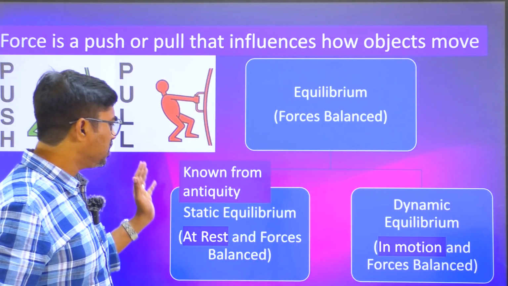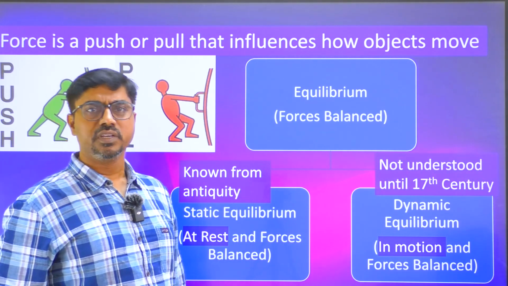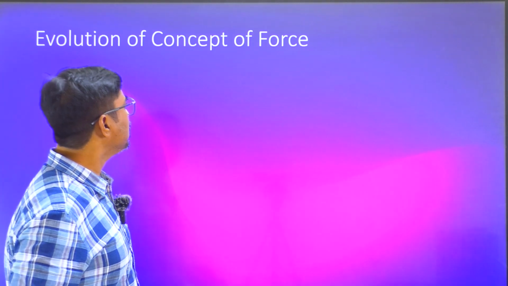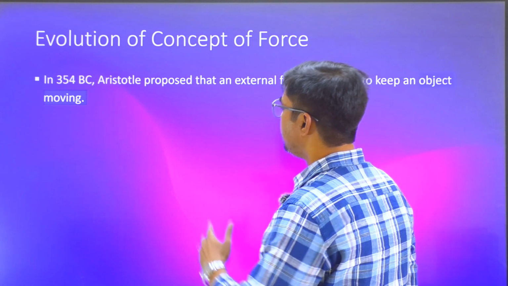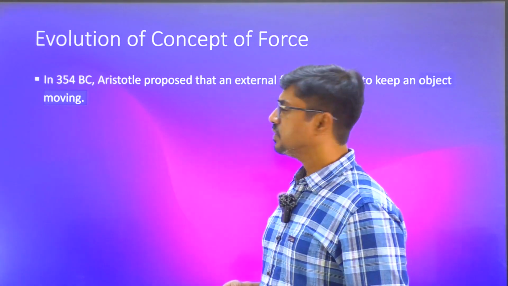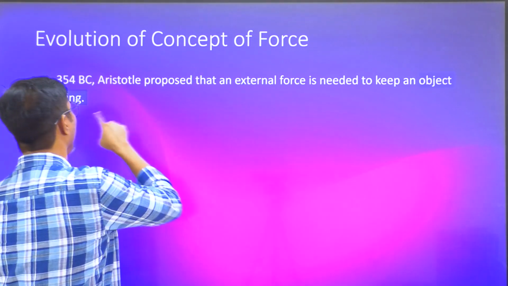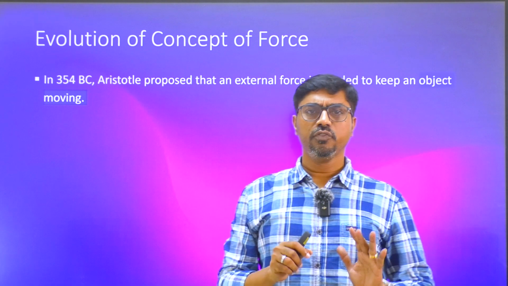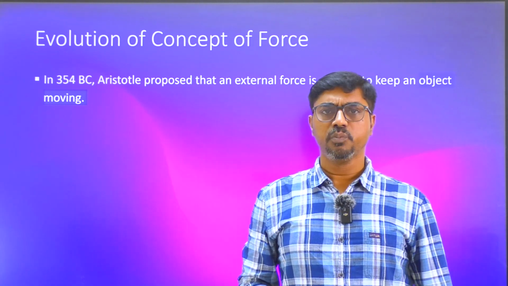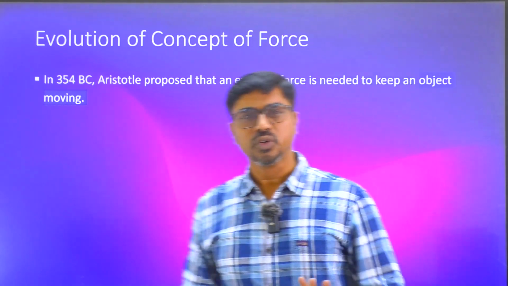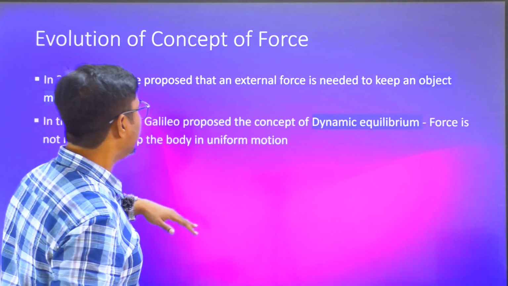As far as static equilibrium is concerned, we have known it since antiquity, whereas dynamic equilibrium is a relatively new concept that we understood. Let's get into the way the concept of force has evolved over the centuries. Initially, during probably the Aristotelian era and before that, it was assumed that force was needed to keep a body in motion. So even to move the body, you require a force. That was the idea. But during that time, the concept of friction had not been developed much. That's why even to move the body, you required a force. That kind of fallacy we had. This is not correct. Later on, it was rectified.